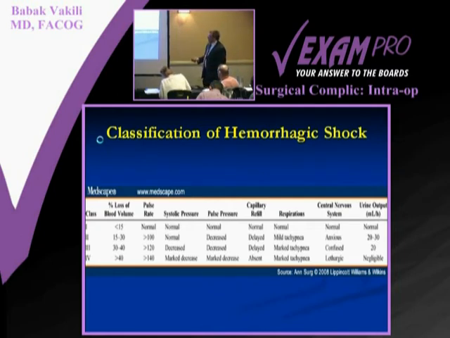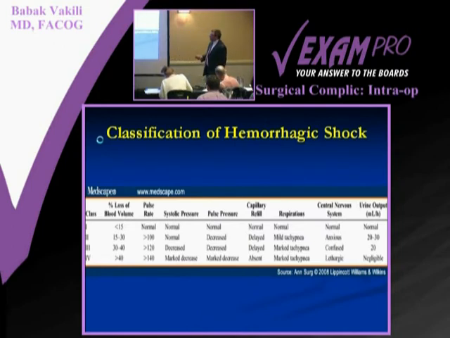Class 3 shock, you've lost 30 to 40% of your blood volume. If you haven't started resuscitating them yet, their pulse gets up to 120, your urine output really starts to drop. And then class 4 shock, you've lost over 40% of your blood volume. Here, you're just crumping like crazy. The key here, they'll give you a patient who has no capillary refill and no urine output. All right? If they have no urine output, no capillary refill, they're class 4 shock.